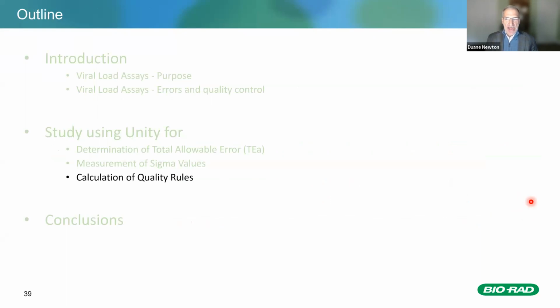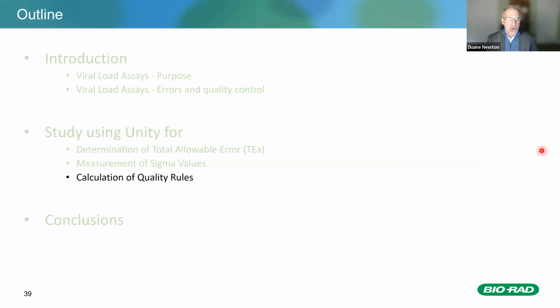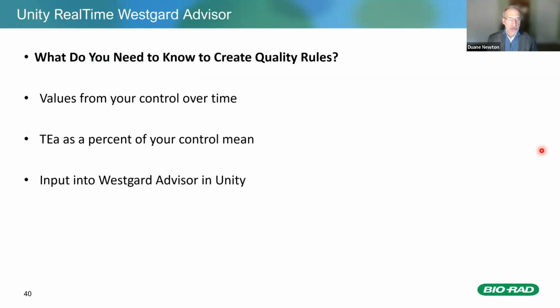So the previous data adds meaning and context to how we can establish QC rules or Westgard rules. And I'm going to show you how we used the program to calculate those rules and select the rules to apply based on the amount of variability we were seeing in the test. So to do this, what do you need to know? You need to have your control values over time. You need to know your TEA and present it as a percent of your control mean. And in our case, we used Westgard Advisor, inputting this data into Unity to calculate that for us.